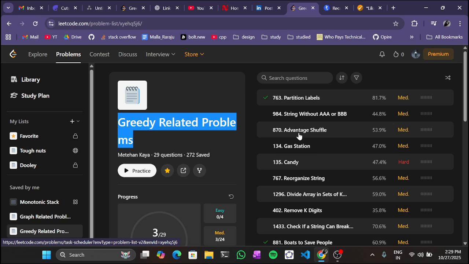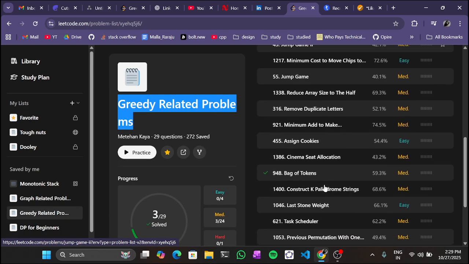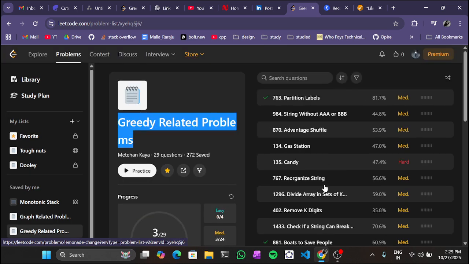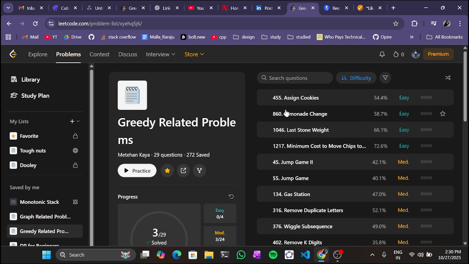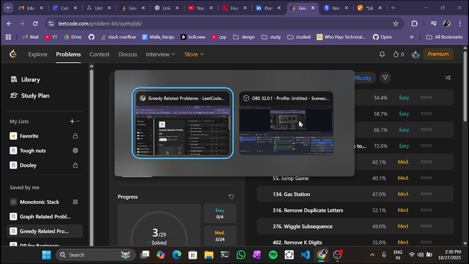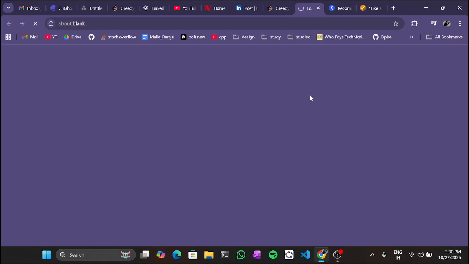So we can go problem by problem, or we can sort them out in the difficulty order. It's better if we do the difficulty order so that we can understand the pattern. We can really see the pattern and what greedy really is. Let's go on to the first problem.